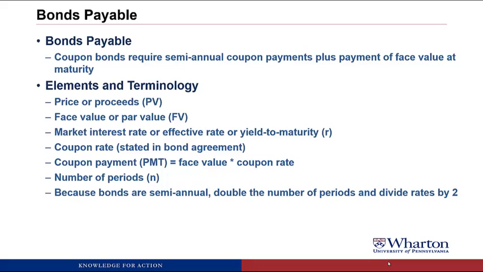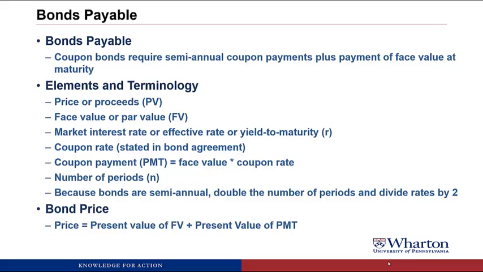But the key thing to remember is that bonds have semi-annual payments, which means we need to do semi-annual compounding. So we have to double the number of periods and divide the rates by 2 when we do present value calculations. So if it was a 10-year bond with a 10% interest rate, we would do 20 periods, 20 semi-annual periods at 5% per period. And the bond price is going to be equal to the present value of that face value amount or future value amount plus the present value of the stream of payments, that annuity.